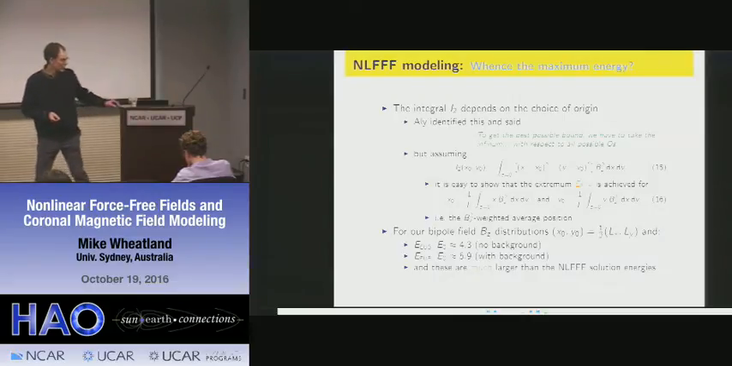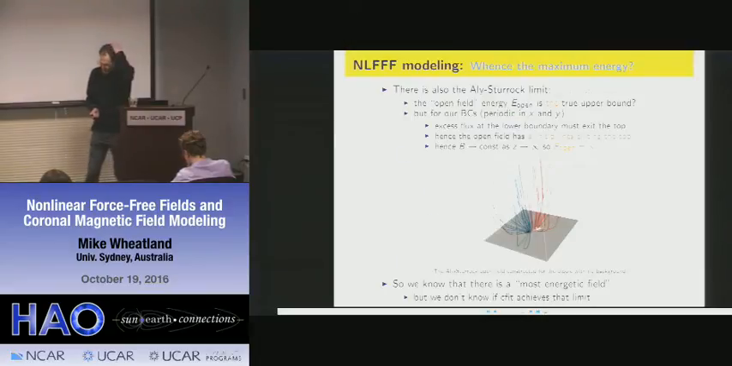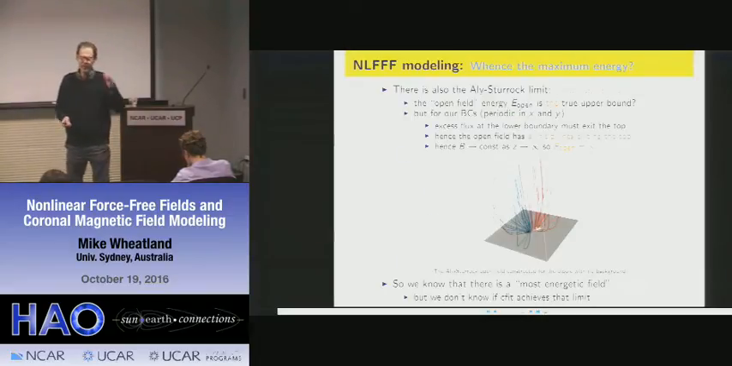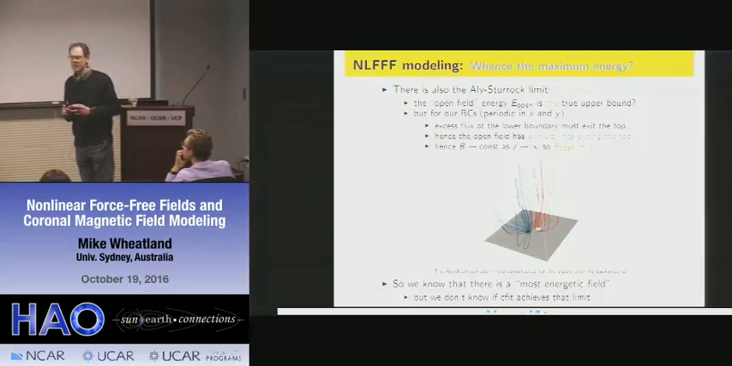All right. So that's an upper bound, but it's rather large. There's also the Aly-Sturrock conjecture that people here may be familiar with, and that is that the real upper bound for the energy of the nonlinear force-free field in the half-space problem is the energy of the open field, the so-called open field. And that's the field that you construct as follows.